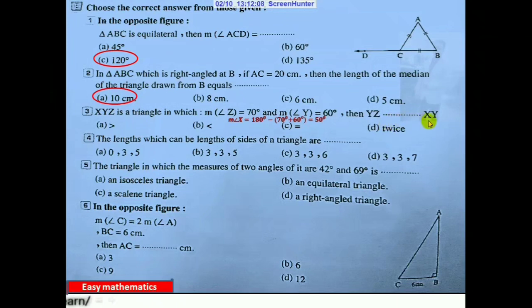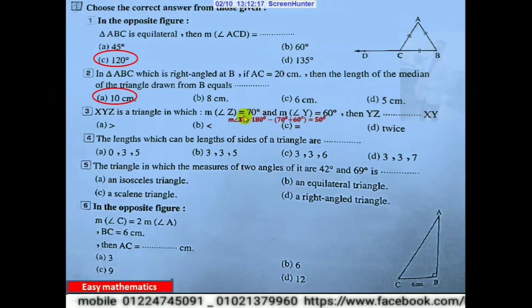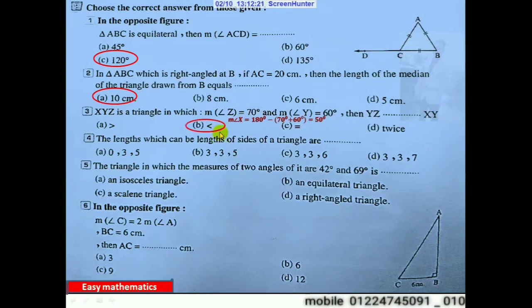Now it's so clear. XY here is opposite to the greatest angle Z, and YZ here is opposite to the smallest angle X. We know the greatest side is opposite to the greatest angle, and the smallest side is opposite to the smallest angle. So XY will be the greatest because it's opposite to angle Z. So the suitable sign here is going to be letter B.